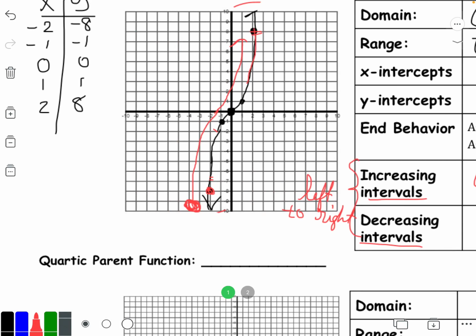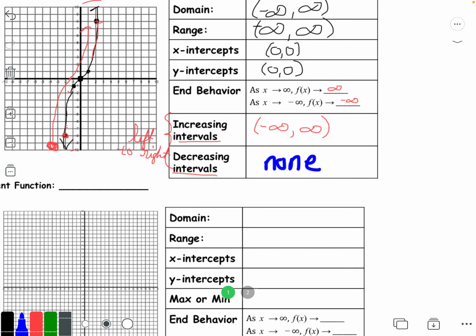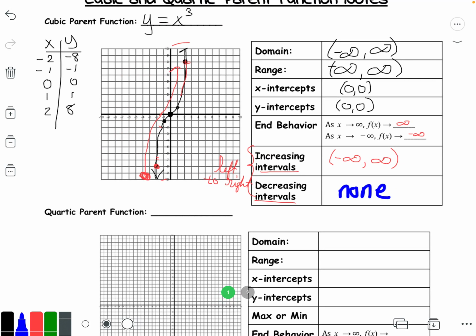Now, a decreasing interval would look something a little more like this. If it looked like this, that would be a decreasing interval, because from the left to the right, we would be going, quote, downhill. So that's what a decreasing interval would look like. And in this particular case, there is none. There's no decreasing intervals whatsoever, okay? So we're always going to read our graph left to right. So there's our basic information about a cubic function.